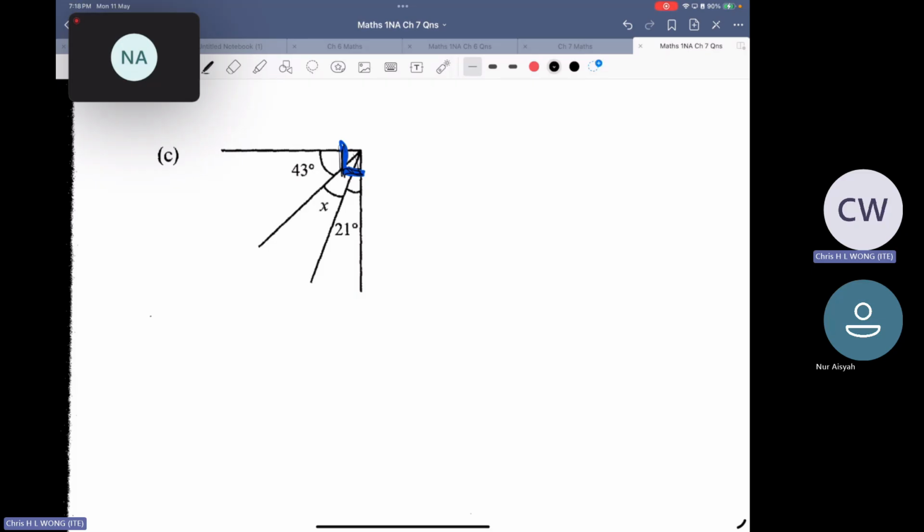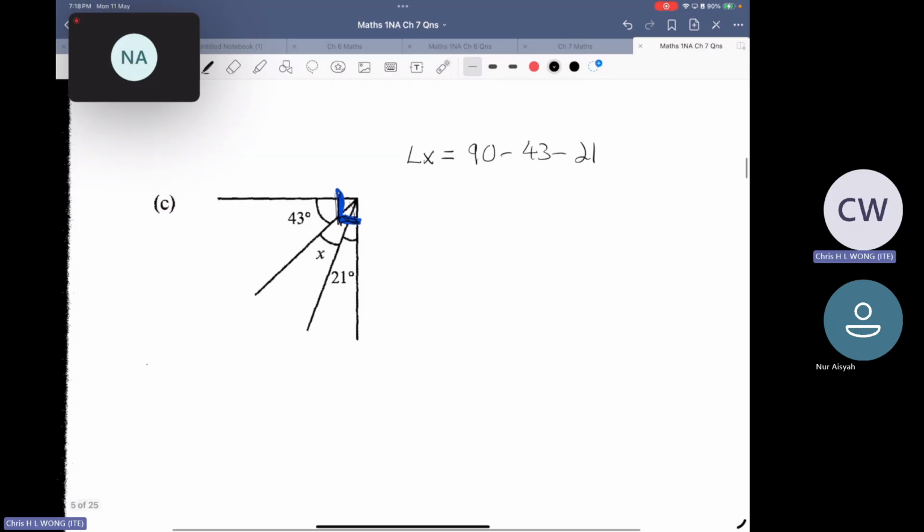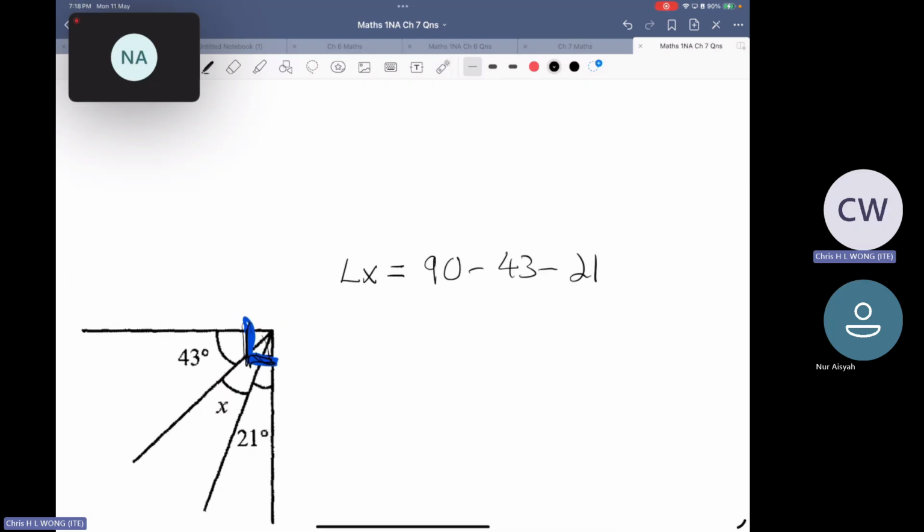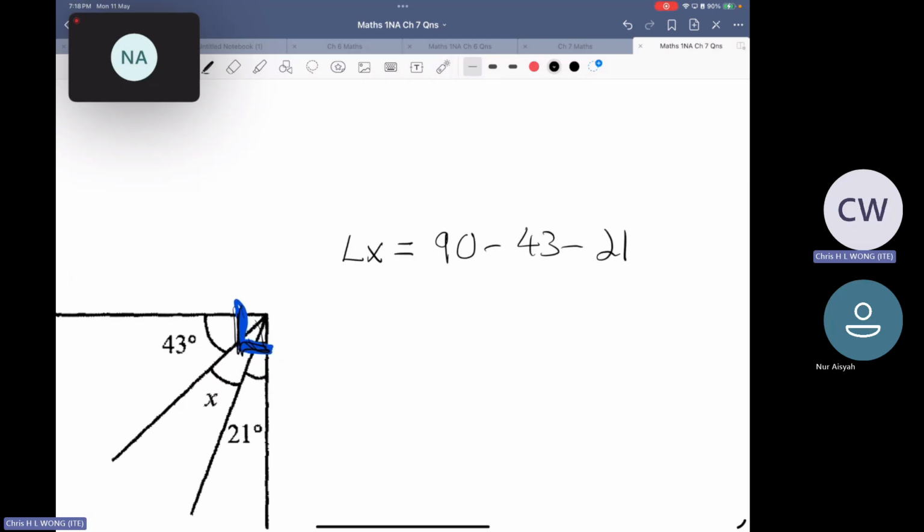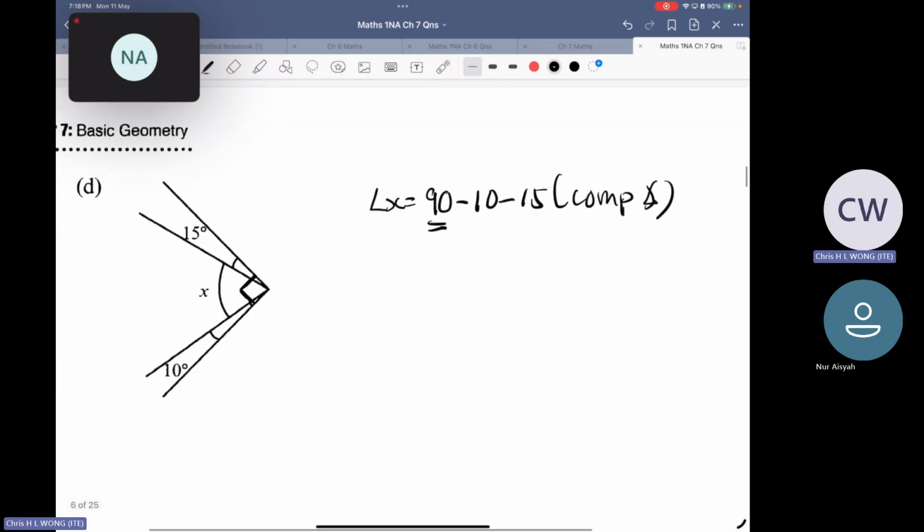What's x? Angle x equals, you will probably take 90 minus 43 minus 21. What's the reason? Complementary angles. Very good. All of you must remember complementary. The moment you use 90, you must tell them why. Even though you get the answer correct, with no reason they will minus one mark.